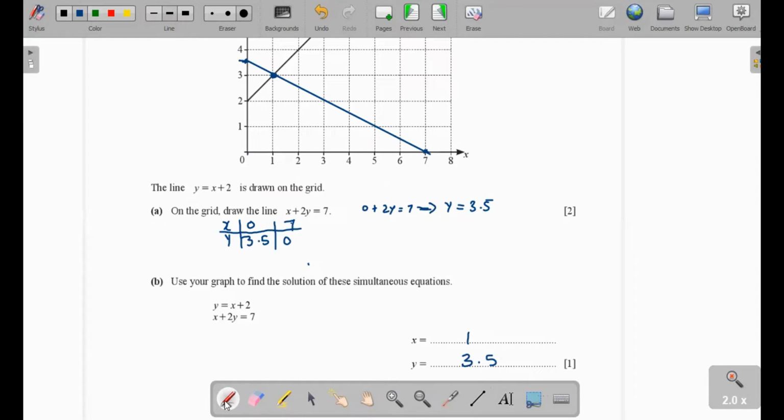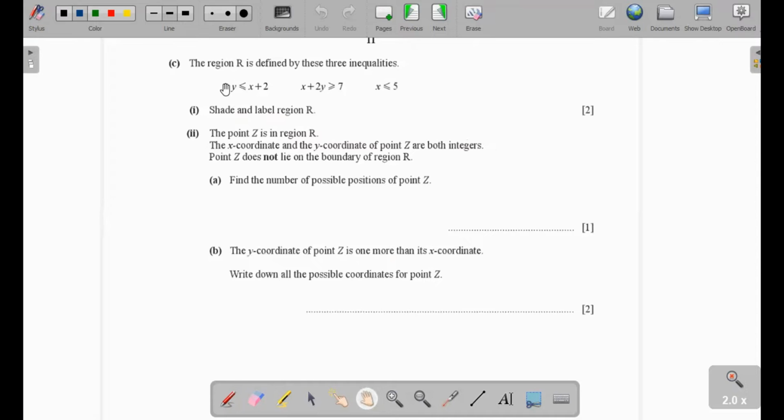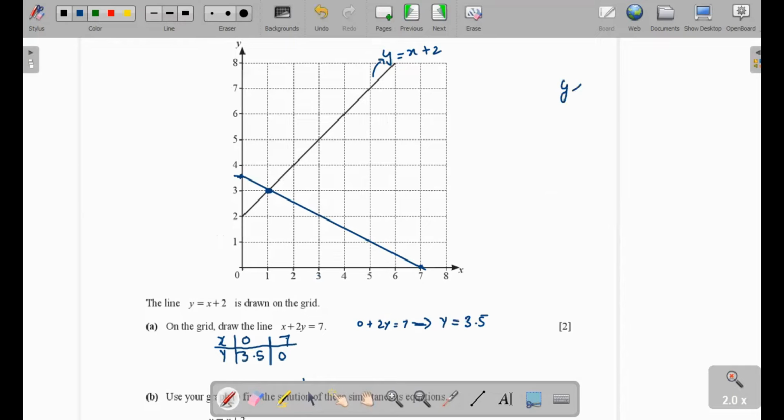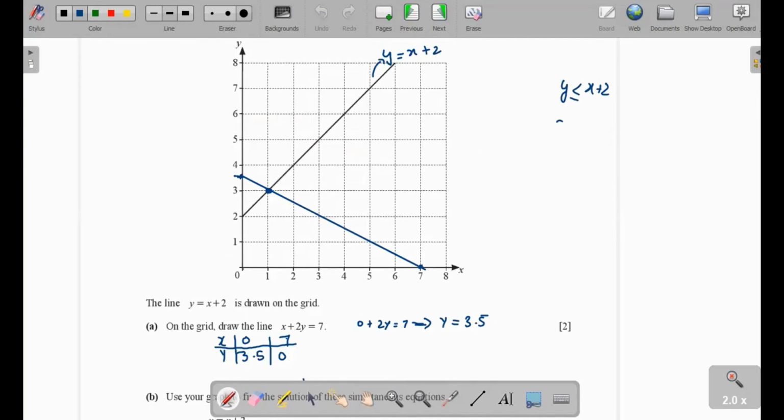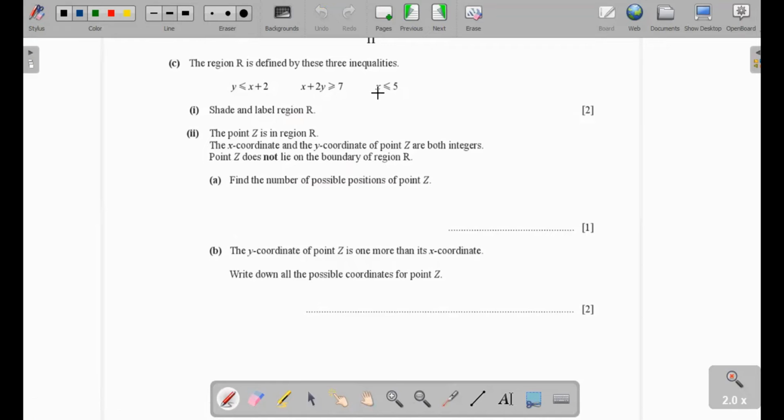It is very simple. Next part is this. The region R is defined by these three inequalities. First, y is less than x plus 2. Second, x plus 2y is greater than or equal to 7. And the next inequality is x is less than 5.